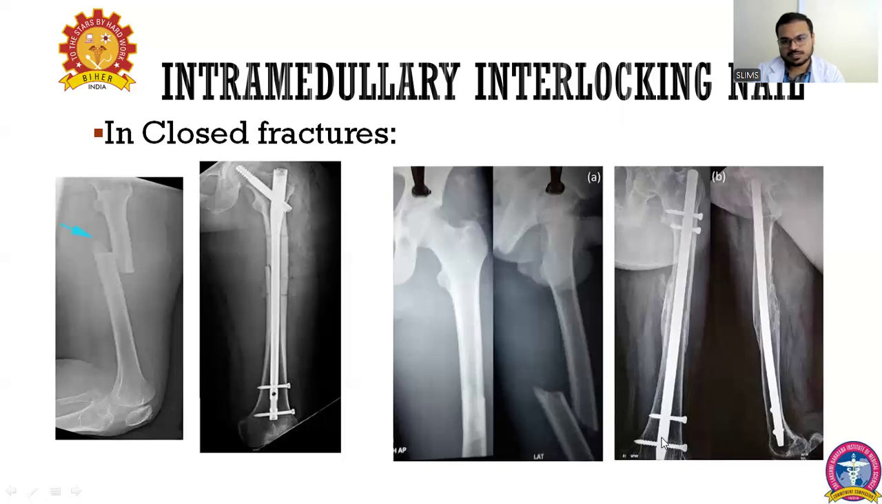So this patient is post-op for surgery and a nail is passed through the intramedullary canal, and two proximal locking screws and distal locking screws are placed. This is the anteroposterior view and this is the lateral view after the fracture is nicely united.